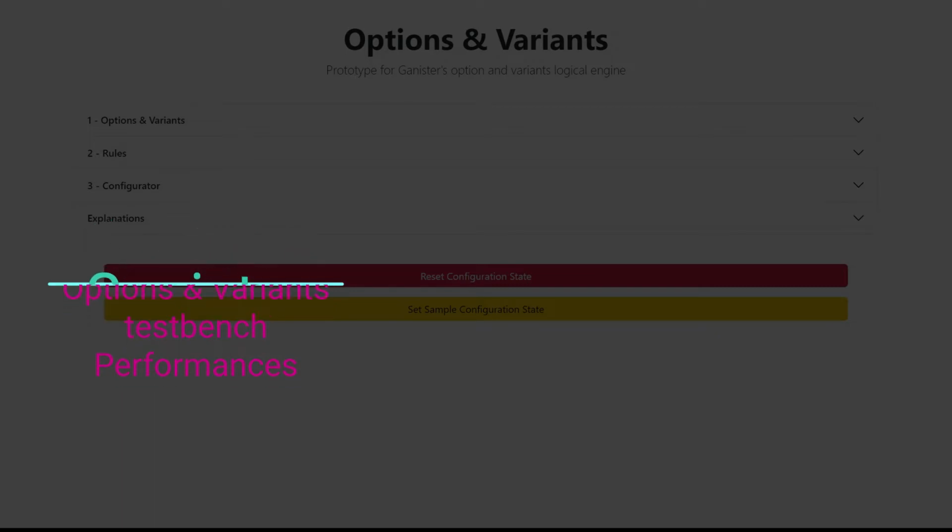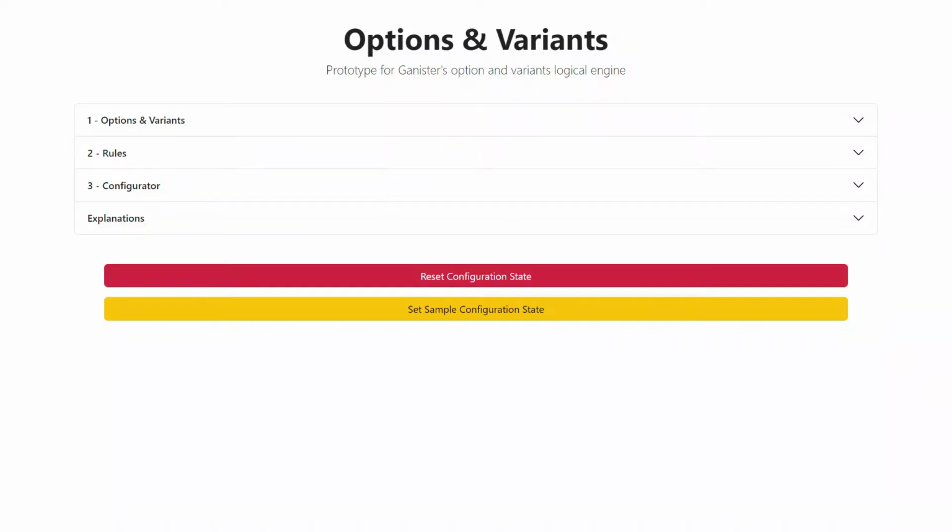So this is a follow-up video on the first presentation we've made for this options and variant test bench for Ganister. So if you want to see it first, I'll put the link to the first video here. I just wanted to clarify a few things. In the first video, all the rules that we were using were just created with two options. So I wanted to give you a better insight of performances when we add options and how it works.